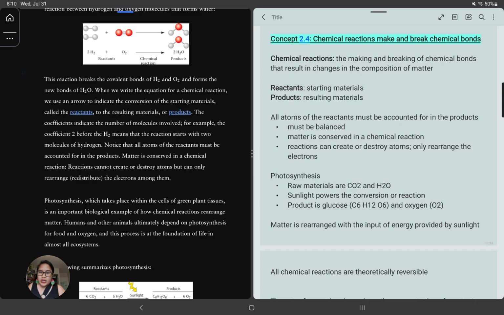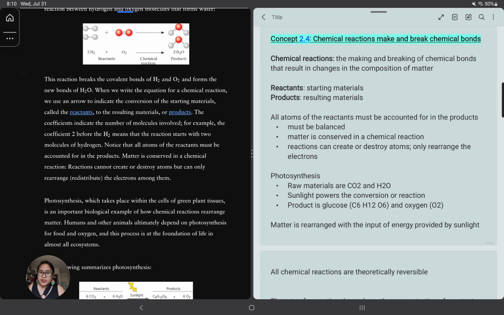When we write the equation for our chemical reaction, we use an arrow to indicate the conversion of the starting materials, called the reactants, to the resulting materials, or products. The coefficients indicate the number of molecules involved. For example, the coefficient 2 before H2 means that the reaction starts with 2 molecules of hydrogen.